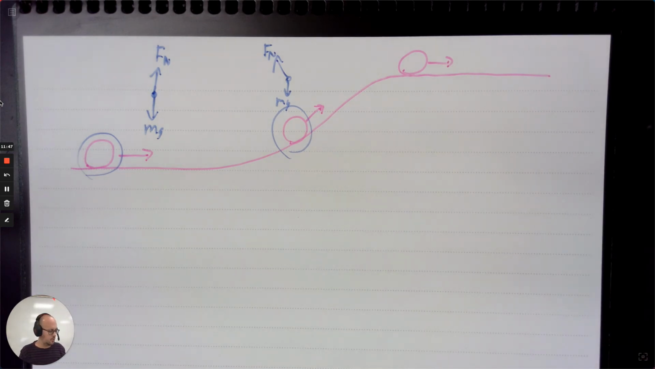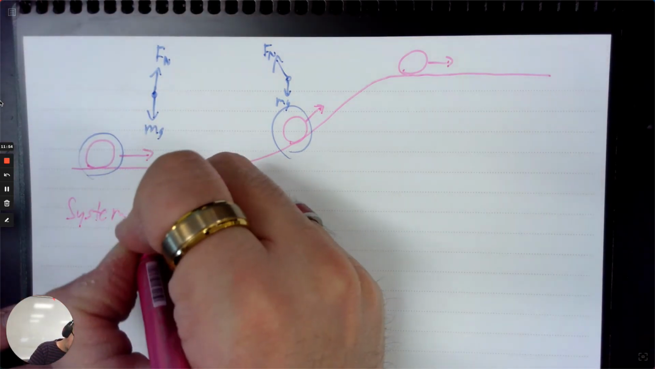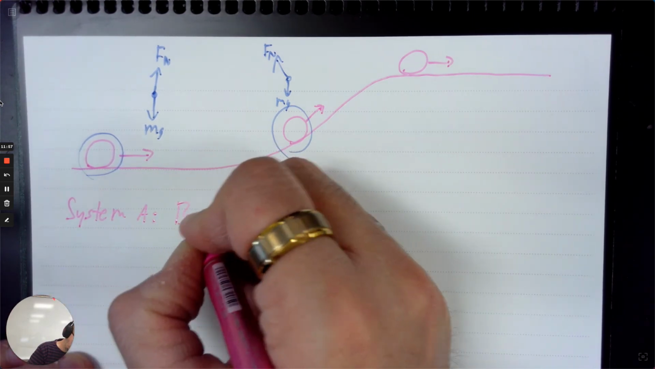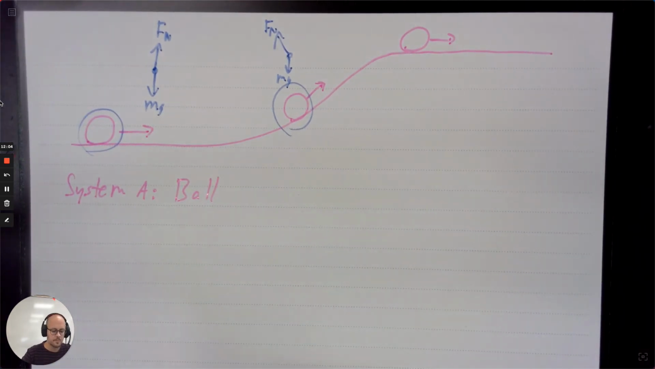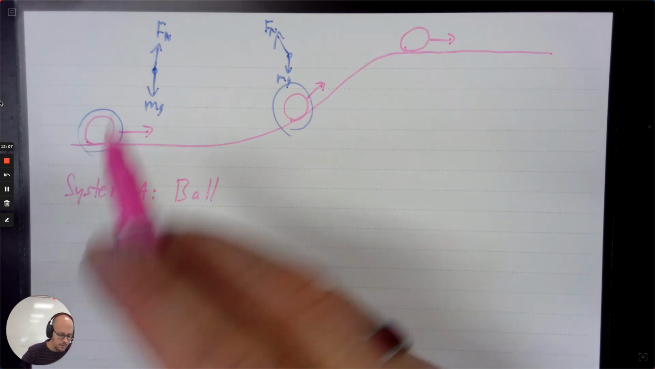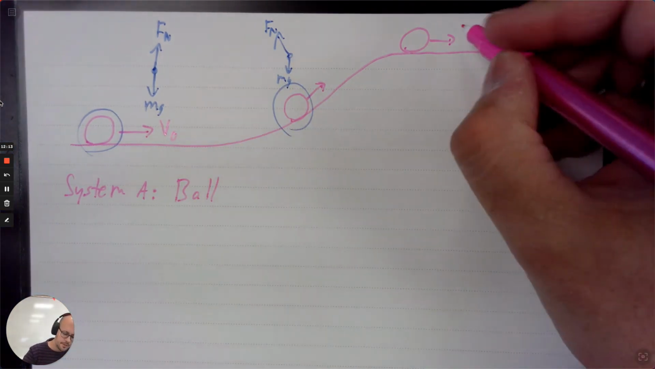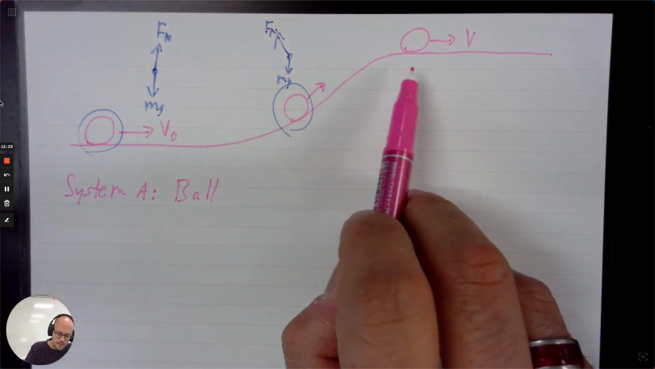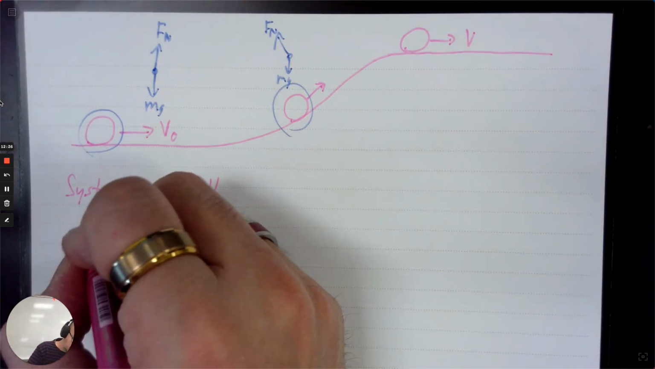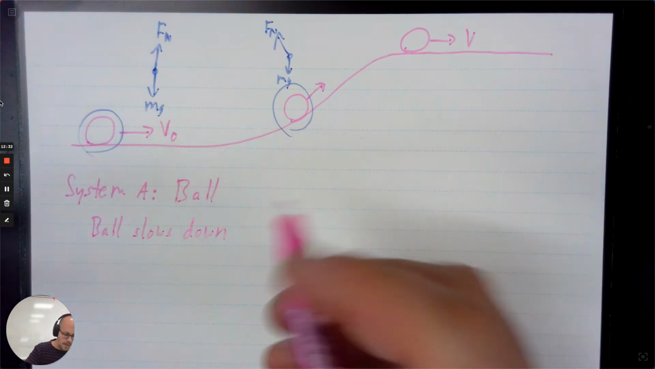We are going to consider two different systems here. System A is going to be just the ball. Intuitively speaking, the ball is going to be moving at a certain speed. We'll call that V naught. And then at the top of the hill, assuming the ball makes it to the top, it's going to be moving at some final speed. In your description, the ball's going to roll up a hill and still be moving at the top, but the ball slows down as it goes up the hill.